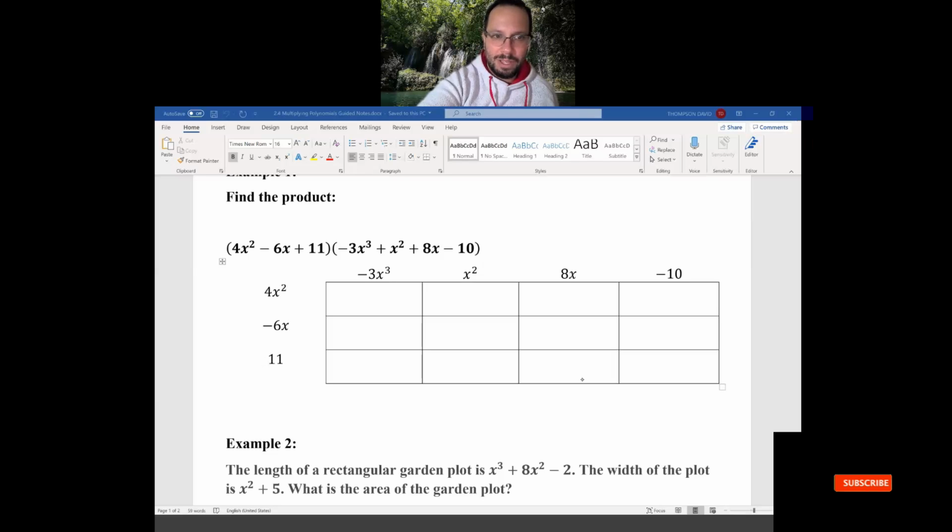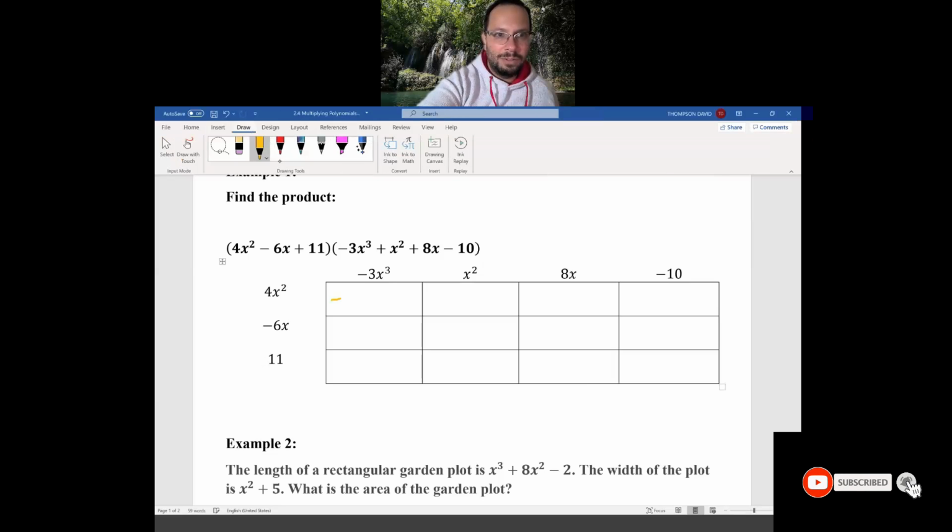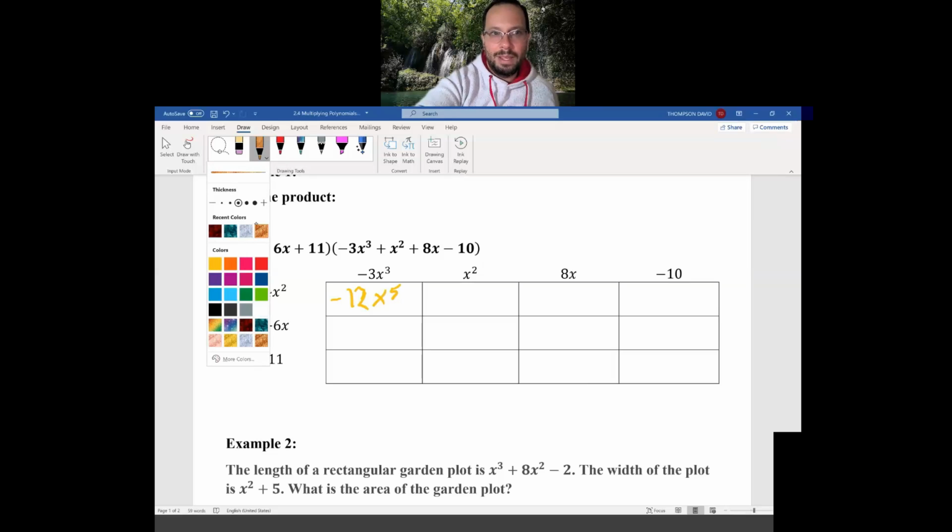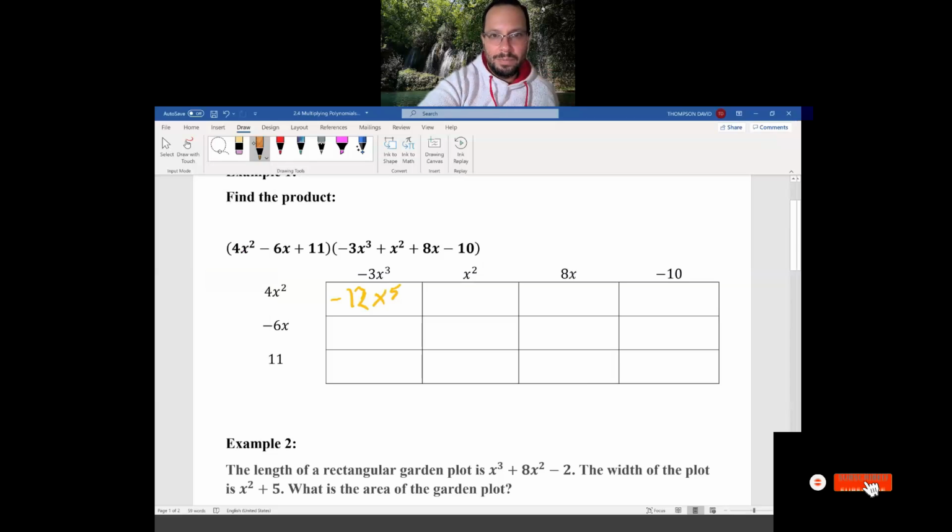4 times negative 3 is going to give me negative 12x to the fifth power. Then 4x squared times x squared, let's change color. That's going to give me 4x to the fourth power.